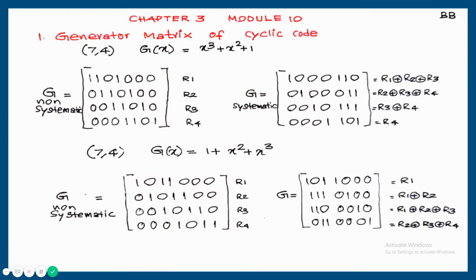All cyclic codes are linear block codes, and for each linear block code there is an equivalent generator matrix. So if a cyclic code is a linear block code, for each cyclic code we are able to make a generator matrix. So how to convert a generator polynomial into a generator matrix, I am going to explain.